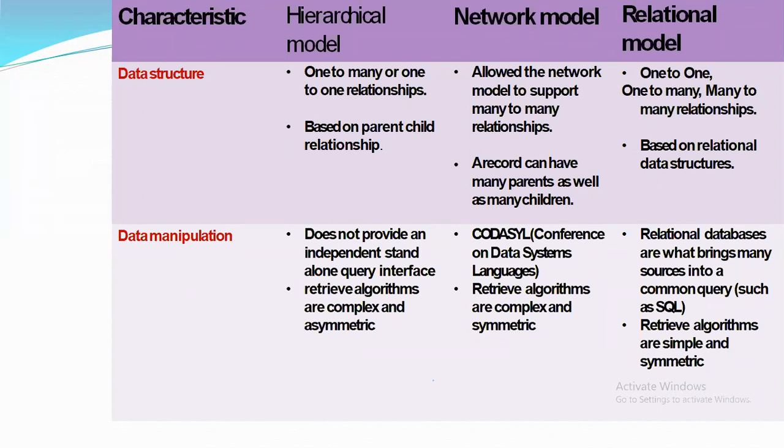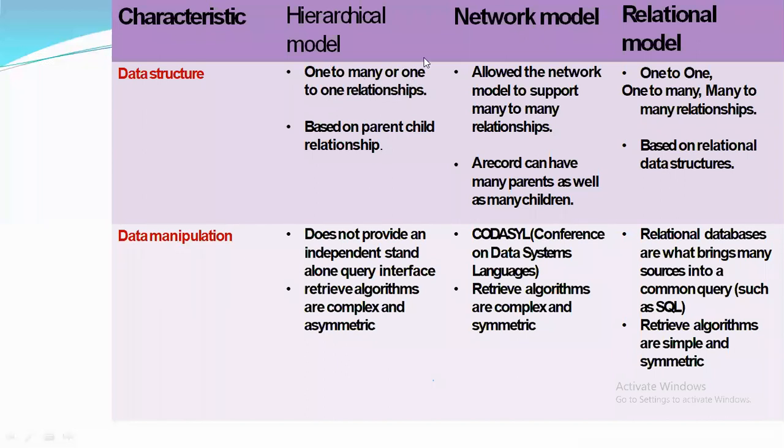In the hierarchical model, the data is represented in the form of trees. The root node has any number of children. That's why it is a one-to-many relationship, or one-to-one. If a parent node has one child, it is called a one-to-one relation. If a parent has many children, it is a one-to-many relationship. That's why the relationship in the hierarchical model is one-to-one or one-to-many.